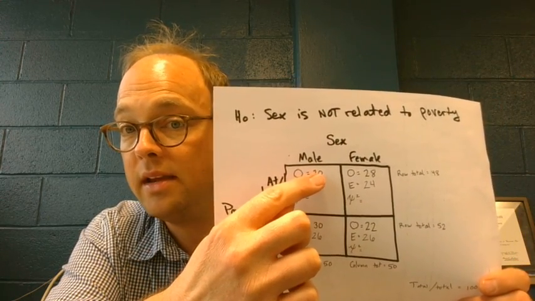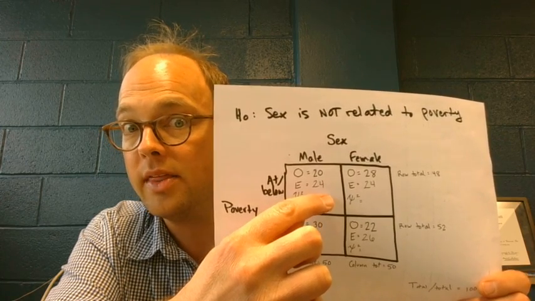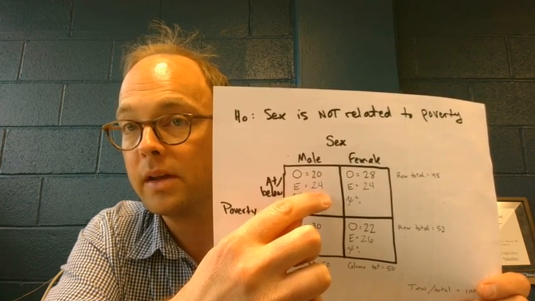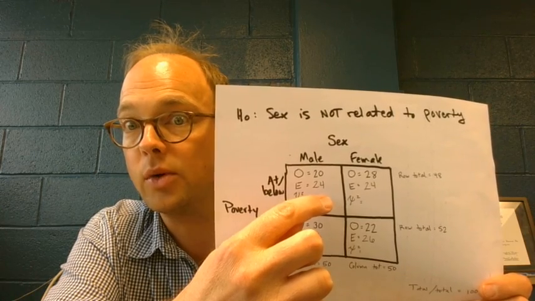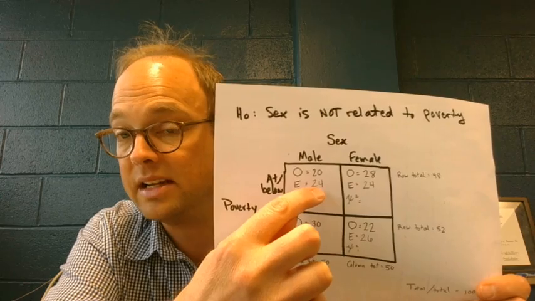So 20 O minus 24 E, 20 minus 24, that's negative 4. Square that value, negative 4 times negative 4 is 16, and then divide by E, expected, 16 divided by 24.